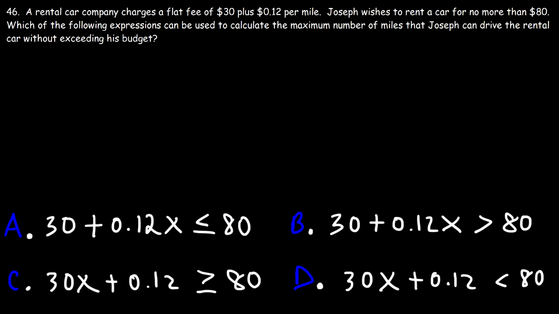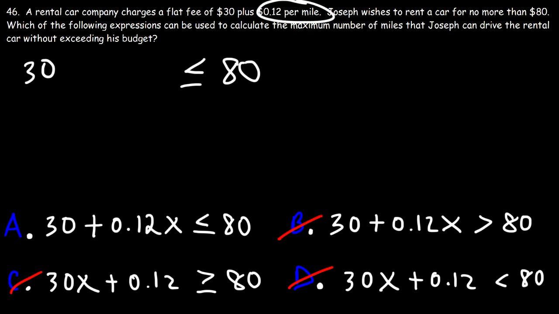How can we begin? Well, first we need to write an inequality. He doesn't want to spend more than 80, and he doesn't mind spending less than 80. So whatever he's going to spend has to be less than or equal to 80. Just by knowing that, you can eliminate answer choice B, D, and C. The second thing is we have a flat fee of $30, so there should be no variable attached to 30. Now the 12 cents per mile, that cost can vary based on the number of miles driven. And so we're going to say that it's 0.12 times x, where x represents the number of miles.